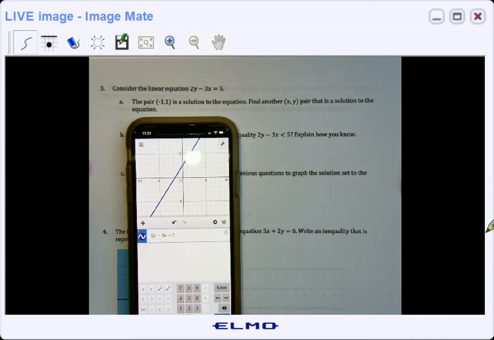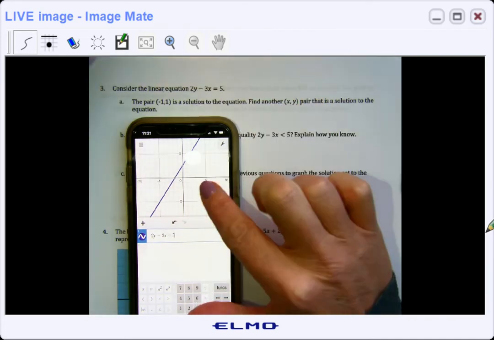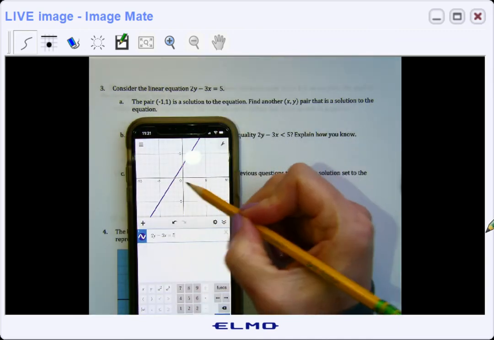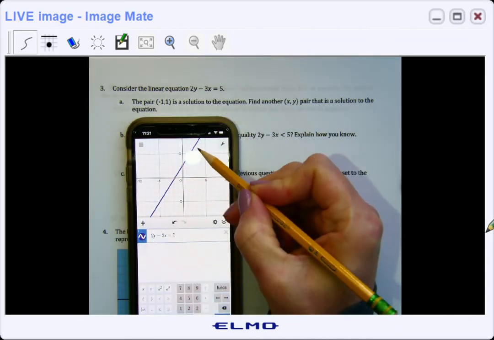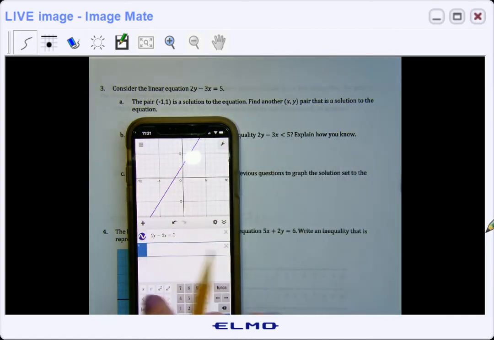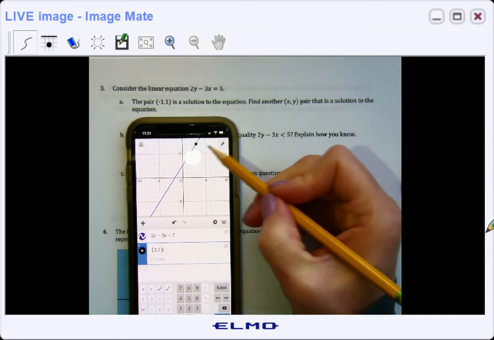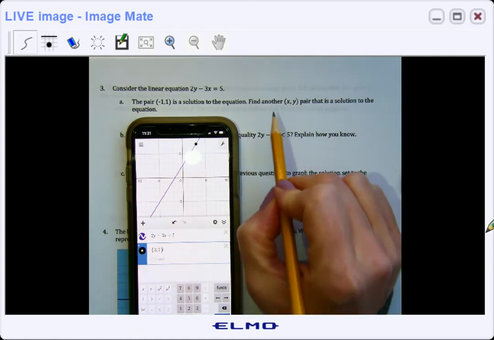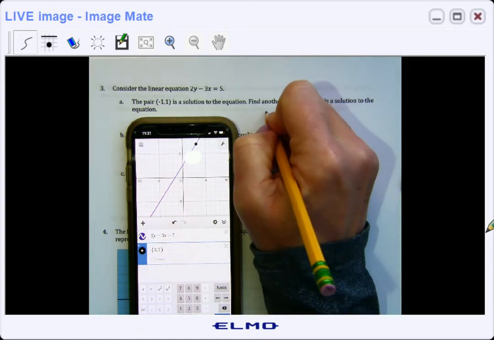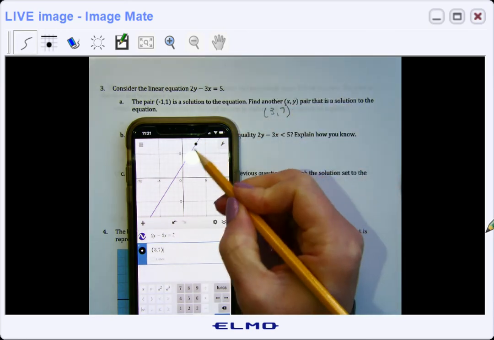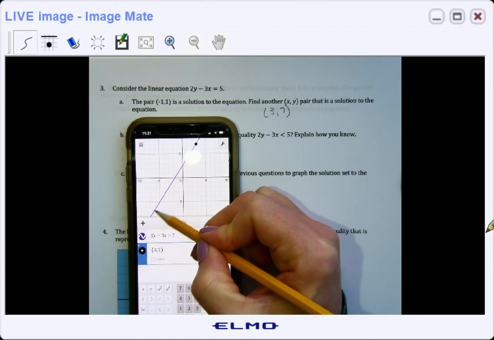equals 5. Okay. So when I look at this, it looks to me like the point 3, 7, and I'm just going to type it in as an ordered pair so we can see. Oh yeah, 3, 7 is another xy pair that is a solution to the equation. So I'm going to use that one. I could have used any coordinates of points on this line that I find.